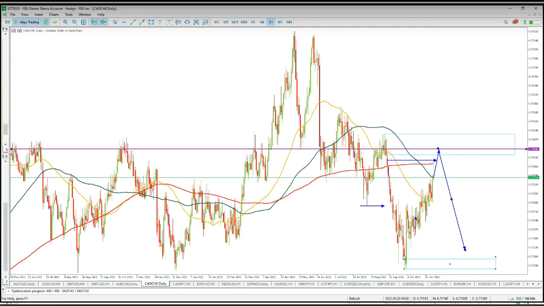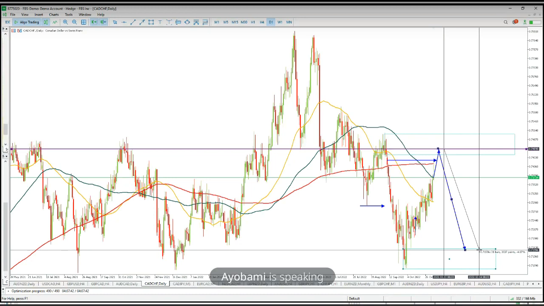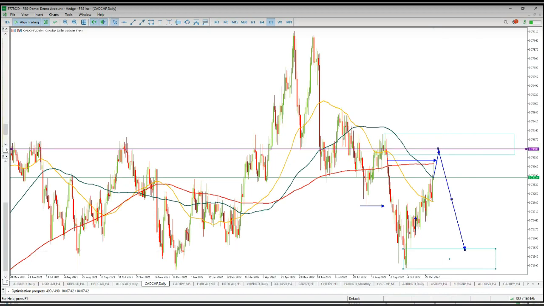All right, or let's say just to play it safe, we can target somewhere around this region, which would mean that we're targeting something about, yes, that's about 300 pips. If this plays out, that's about 300 pips that we're looking at.